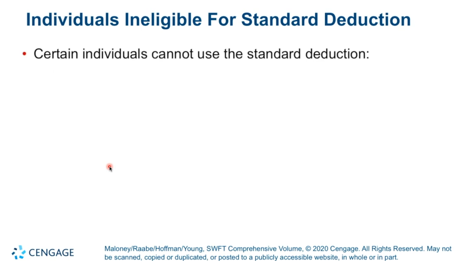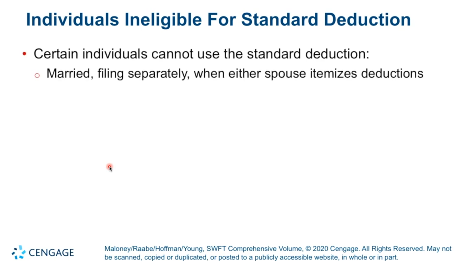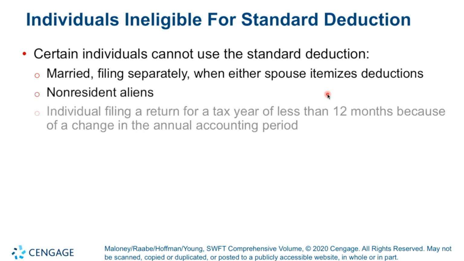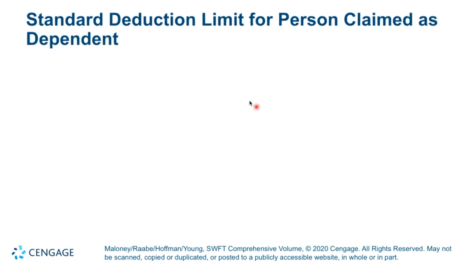Now, certain individuals cannot use a standard deduction. It's married filing separate if the other spouse is itemizing. And those itemized deductions are all those ones we listed: medical, charity, and a lot of state taxes. Non-resident aliens don't qualify, and an individual filing a return for a tax year of less than 12 months because of an annual change in accounting period is not very relevant.